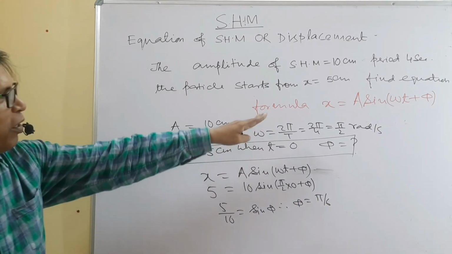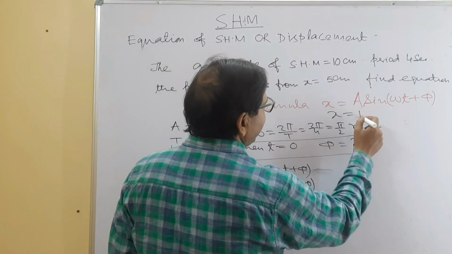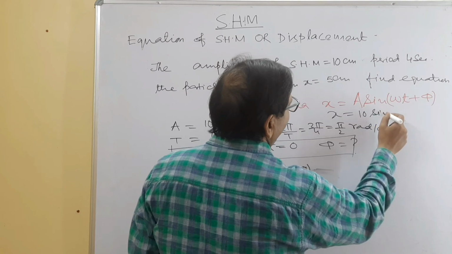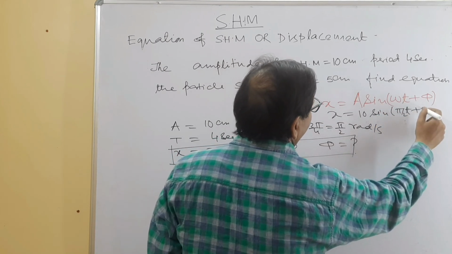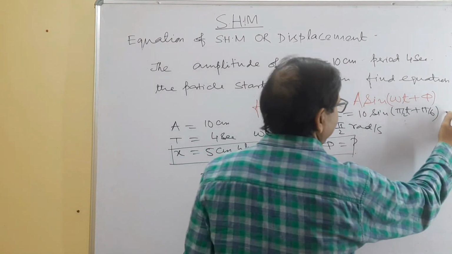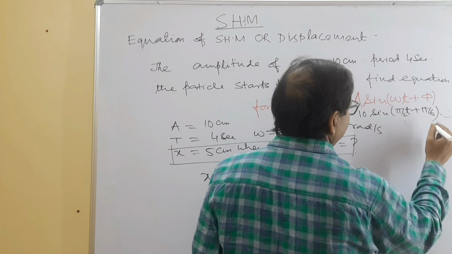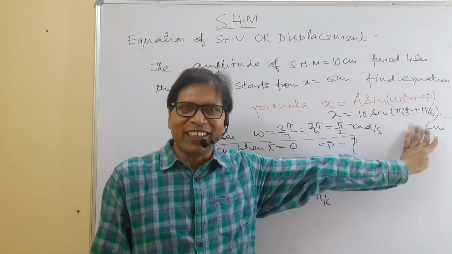Okay. Therefore required equation of SHM, x equals 10 sin(π by 2 t + π by 6). Okay. This is in centimeter. This is the equation of SHM.